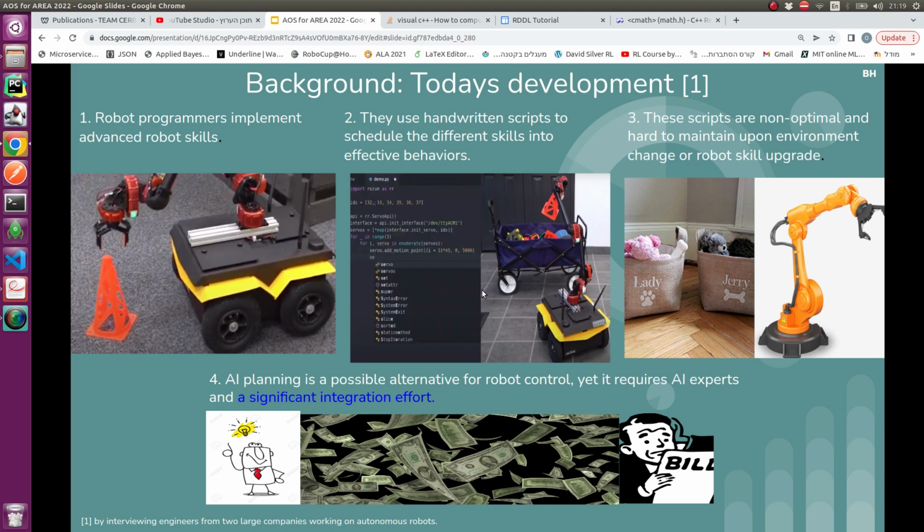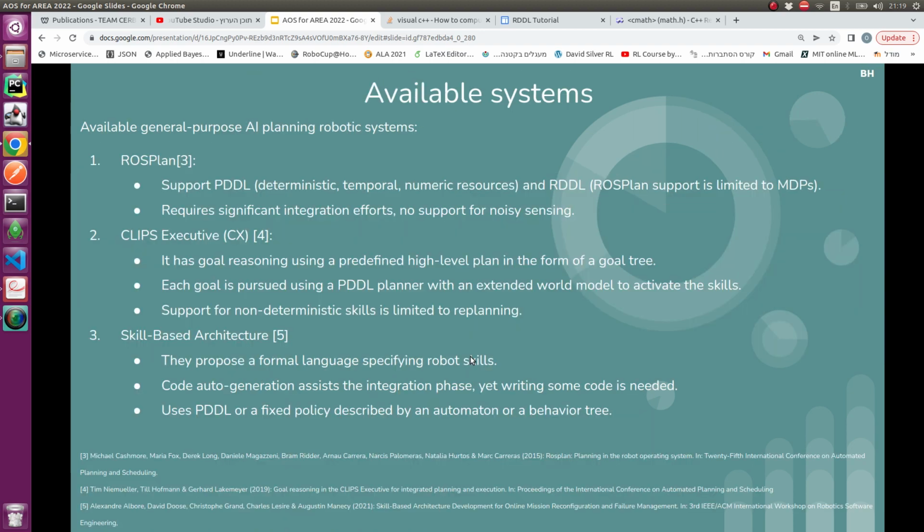So why don't they use AI planning? We would describe our problem using AI planning. If something changes, we will just change the problem description, and AI planning will do the rest. The reason is because there is a significant integration effort, and this integration effort comes from two reasons. One is the gap between low-level robotic code and the abstract model used in AI planning, and the second is because the ADLs are not expressive enough.